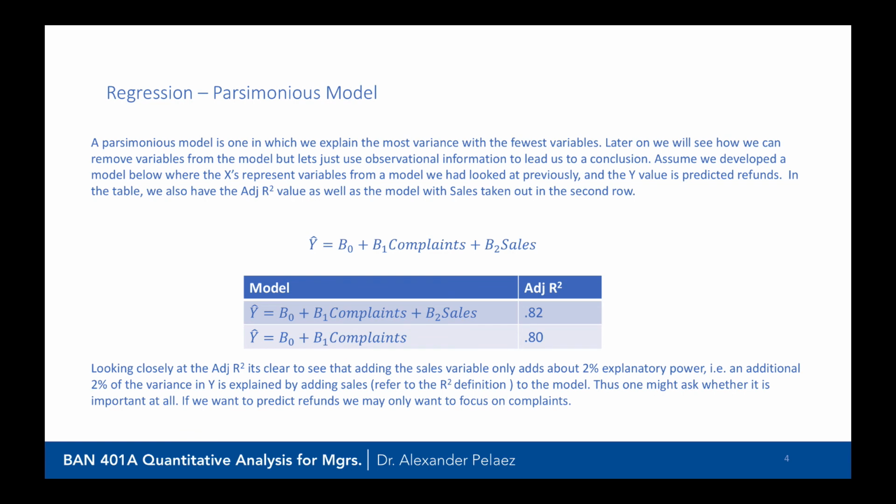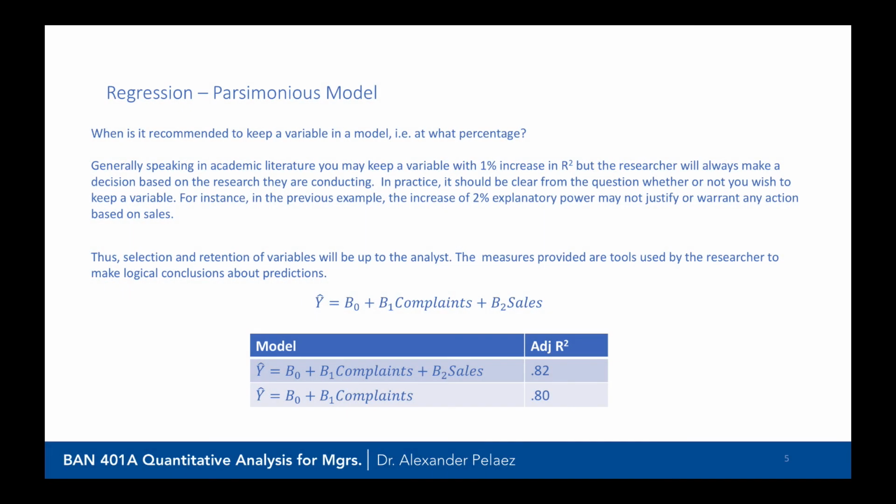So one might ask whether this is important at all. If we want to predict refunds, we may only want to focus on complaints and not sales. Now, some literature and some books may say, well, if you have a 1% increase or 2% increase, you can keep them. And others might say you can ignore it if it's at 2% or 3%. And this is really up to the analyst or the statistician to take a look and see how important that variable is in explaining what's going on.